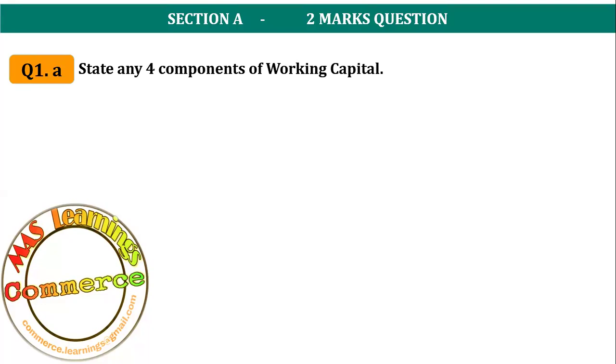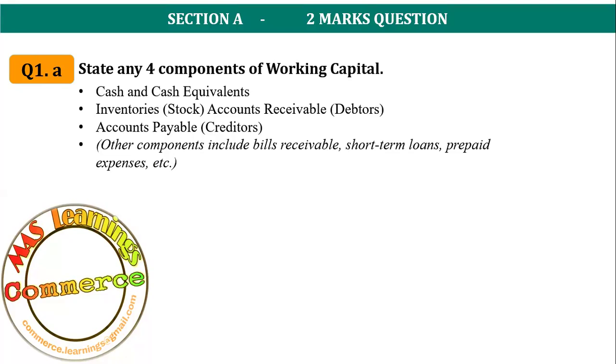First question: state any two components of working capital. Components means you have to write both current assets as well as current liabilities. If you mention those, that is said to be a component. So that's what we are having here. Cash, cash equivalents, inventories, accounts payable, that is creditors, debtors, and all such things you can mention.